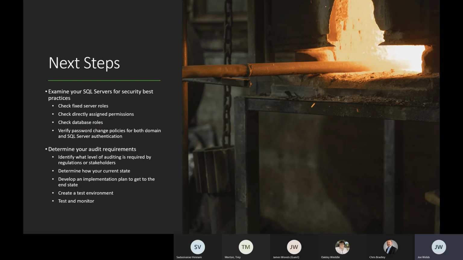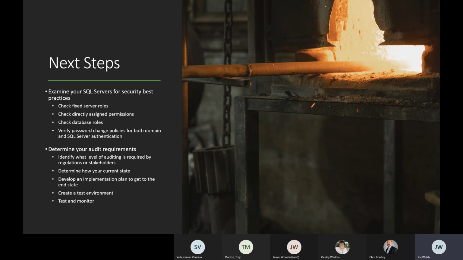So next steps from here, I would encourage you to examine your SQL servers for security best practices. Check your fixed server roles, see who are members of those roles. You could do this through scripts. If you want some scripts, I'll be glad to email them to you. I've got a bunch on the website. You can also just simply go into Management Studio and drill down into the security mechanism at the SQL Server instance level or at the database level to see who are members of those roles.